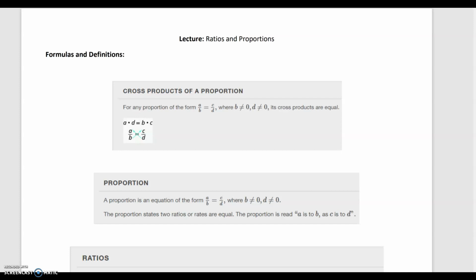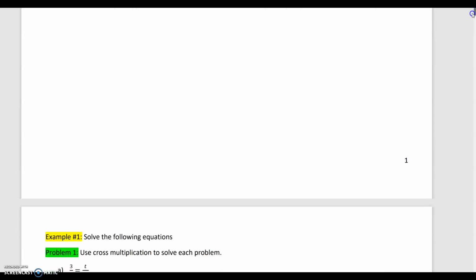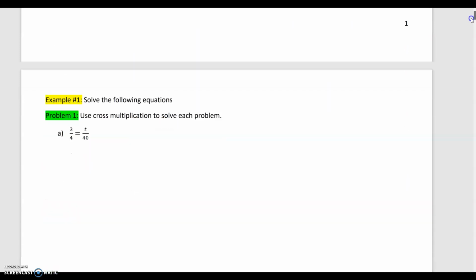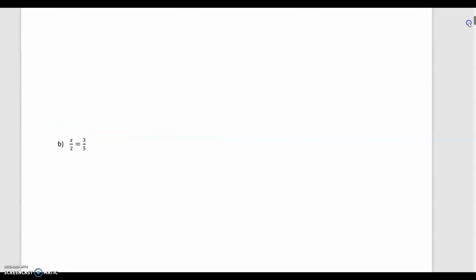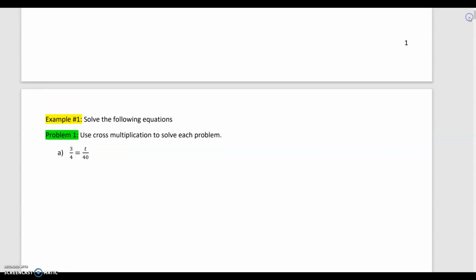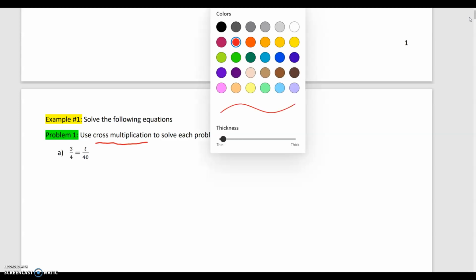Hi class, in this module we're going to talk about a couple of properties. The first property is going to show up as we solve equations, and in this case I'm referring to the first set of problems. In the first example, problem 1, parts A and B, they want us to use cross multiplication. So to use the cross multiplication, this is what it's referring to.